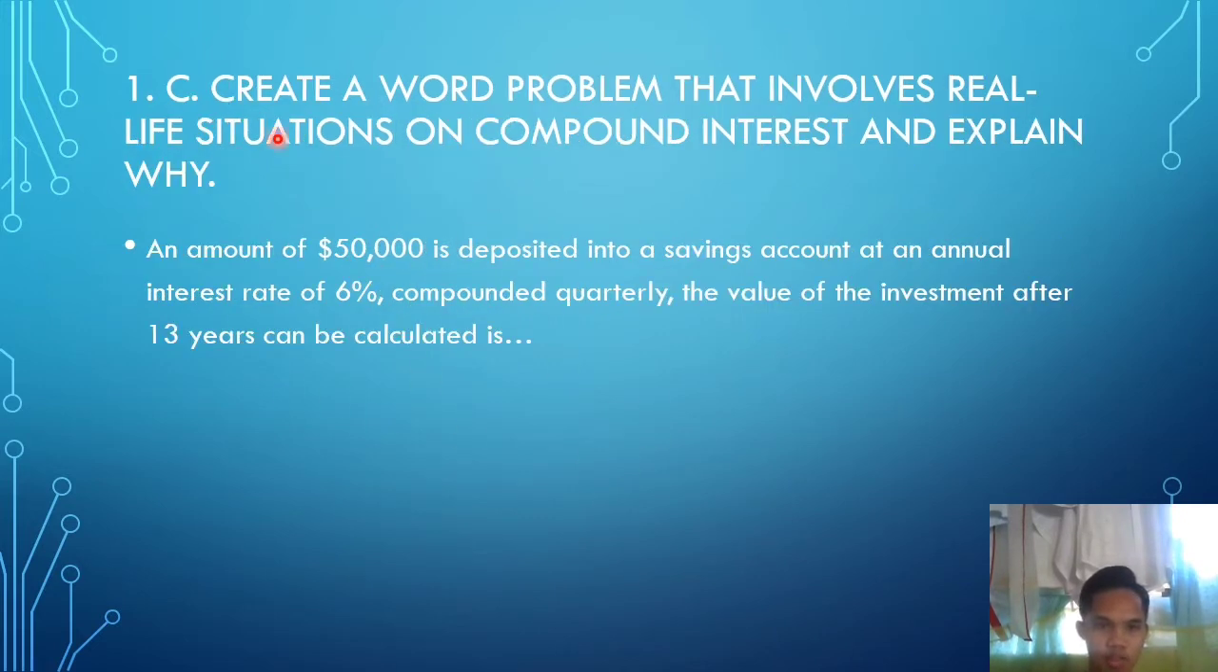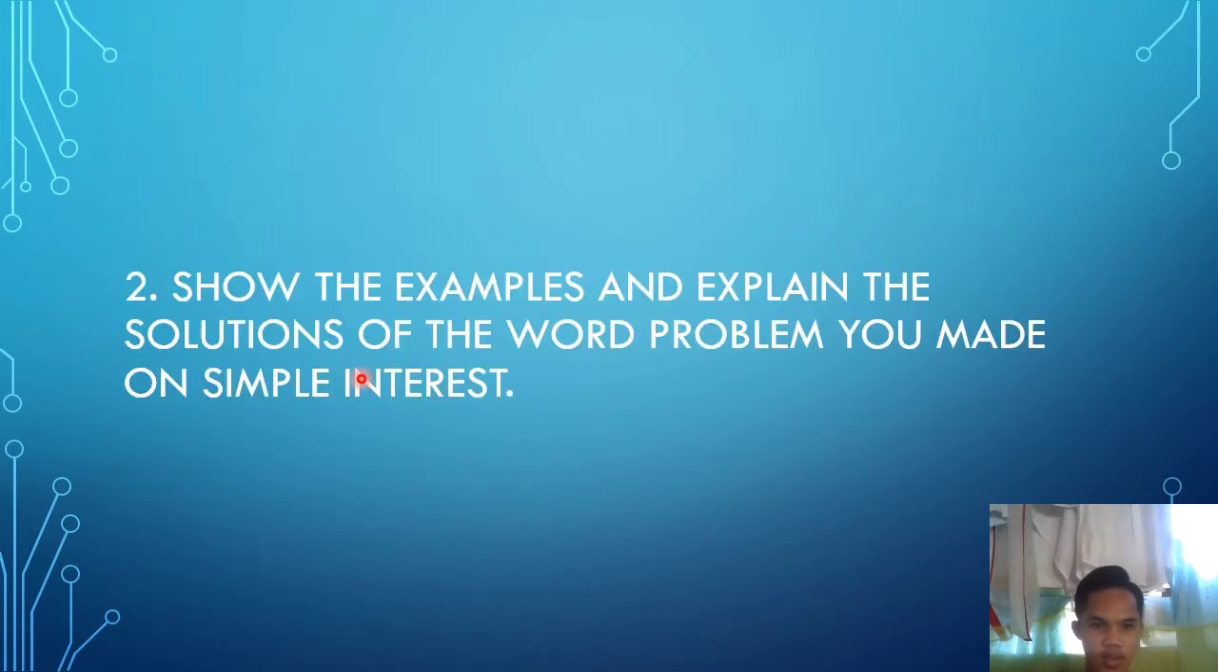So for the third one, a word problem about real life situations on compound interest, and so we have here the principal amount $50,000, the annual interest rate of 6%, the rate, and the words compounded quarterly. So if you see this, then it is surely a compound interest, and then the value of the investment after 13 years, which is the time. Let us solve those examples that I have presented.